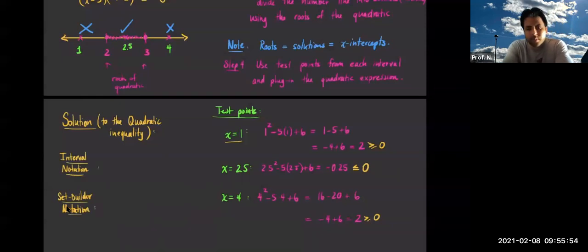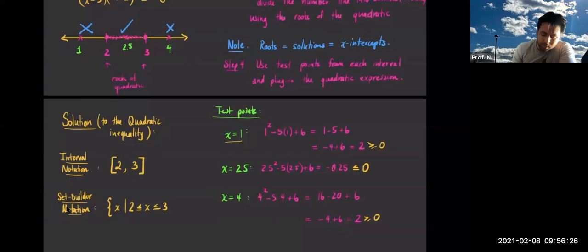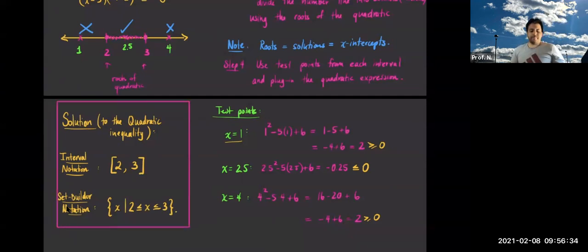The interval notation is really straightforward. The interval that I have is from 2 to 3, and I include 2 and 3. Because I include 2 and 3, I need to use the square brackets here. And that's my interval. The set builder notation would be all x values such that x is less than or equal to 3 and greater than or equal to 2. Again, these are the same things, just written in different notation. Does that make sense?